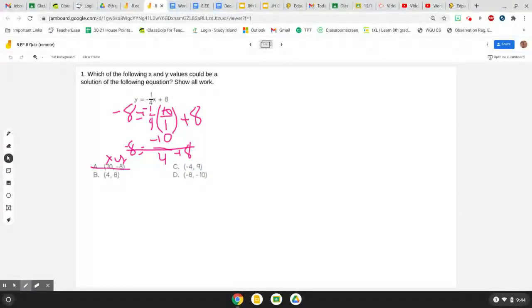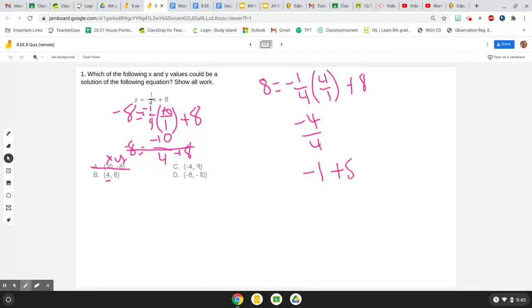So letter B. Again, my y value is 8, and then equals negative 1/4 times x, which in this case is 4. So I'm going to put 4 over 1, because I'm dealing with that fraction, plus 8. Okay, so multiply, that gives me negative 4 over 4, or negative 1. Negative 1 plus 8, is that going to give me, oh, that's a positive 8. Is that going to give me a positive 8? No. So B will also not work.